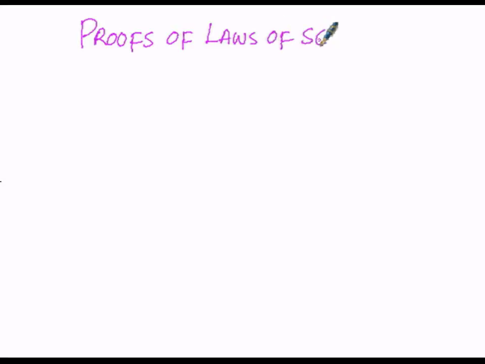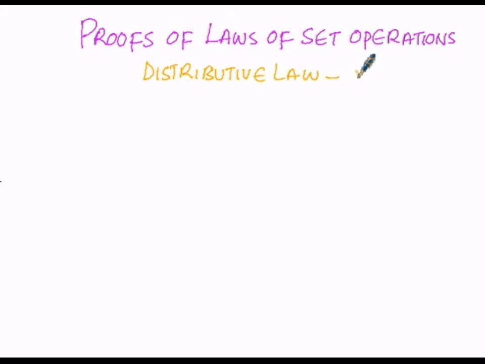Laws of set operations. So here we are going to prove the laws of set operations, distributive law number 2. The distributive law number 2 states that A intersection of B union C is equal to A intersection B union A intersection C.